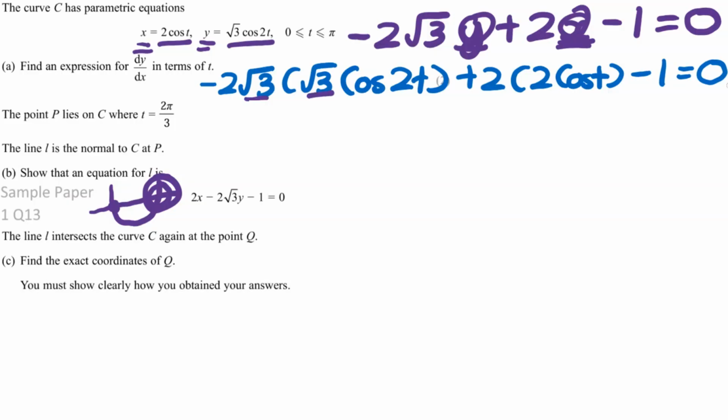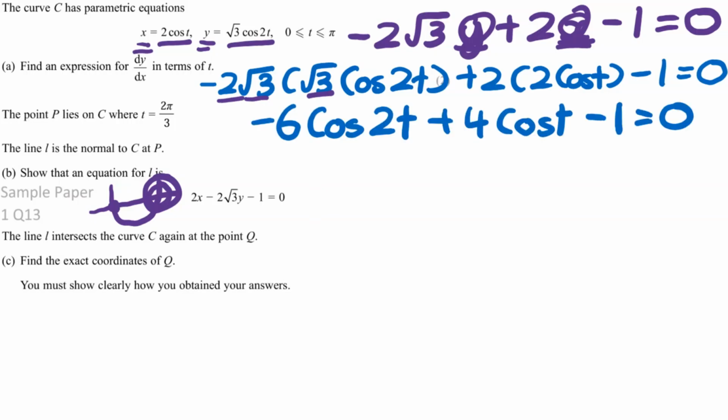Root 3 times root 3 is 3, and then 2 times root 3 is 6. This is going to be minus 6 cos 2t. And then here, 2 times 2 is 4, so this is going to be 4 cos t, and then minus 1 is equal to 0. Now here we have this cos 2t, so this is a sign that we can use the double angle formula.